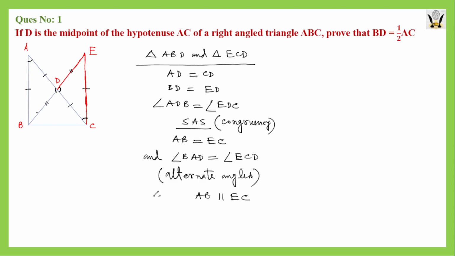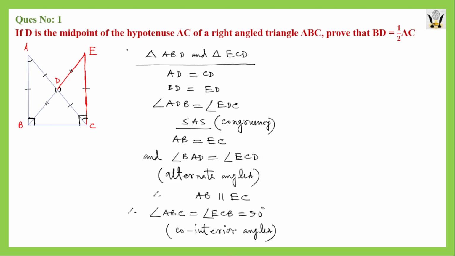And now since AB is parallel to EC, which we have already proved, angle ABC and angle ECB will be co-interior angles with respect to those parallel lines, and we know the summation of co-interior angles is 180 degrees. As per the given problem statement, angle ABC is a right angle. That means angle ECB will also be 180 minus 90, so that will be 90 degrees or a right angle.